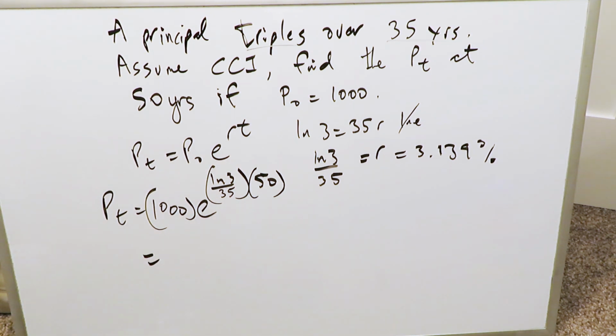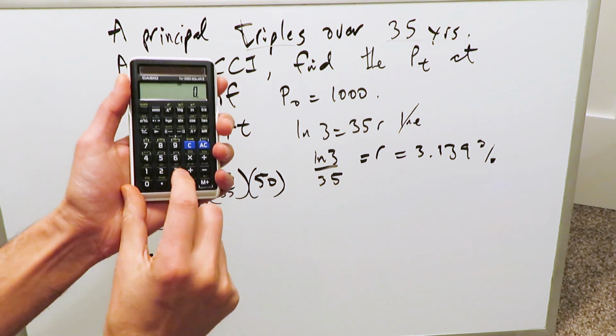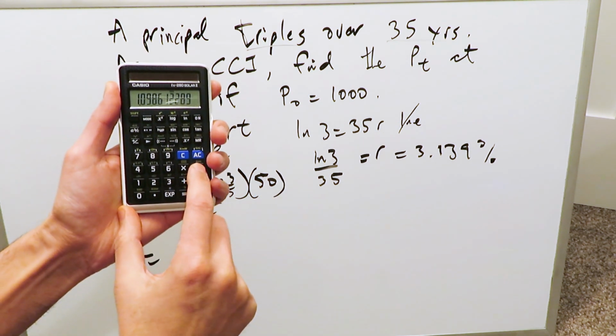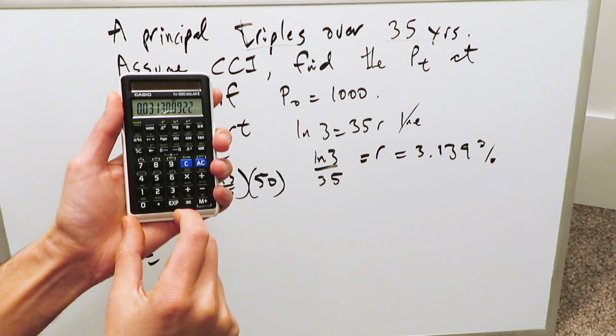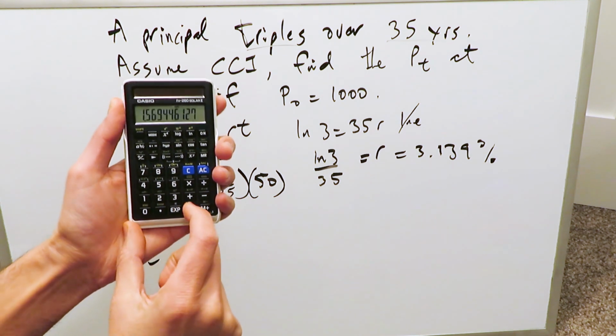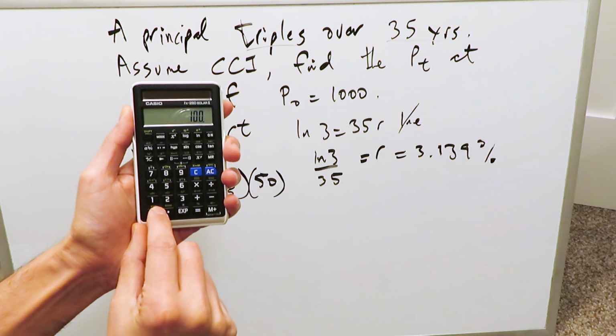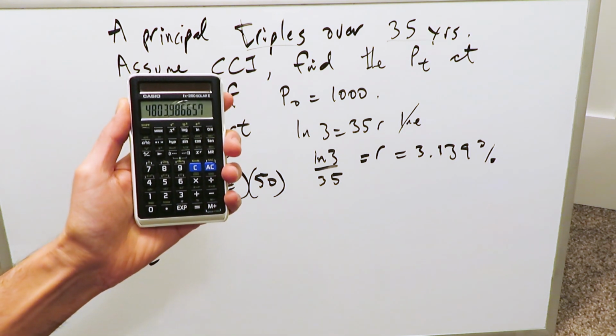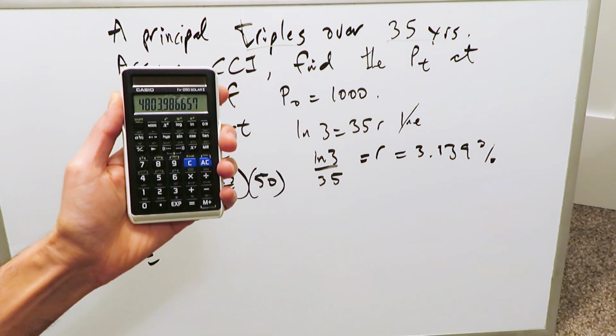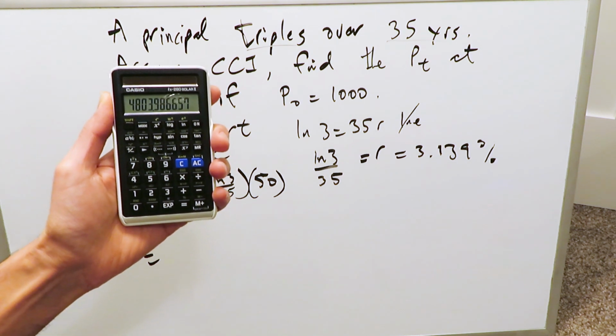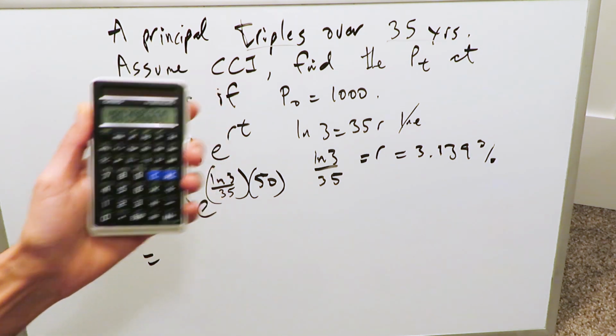And let's see how we'll do it. We look here at the exponent only. Natural log 3 divided by 35. That's my rate times 50. We'll apply this to the exponential. And then I'm going to multiply by 1,000. We're getting here $4,803.98, which I'm going to round up to a whole number, 4804.